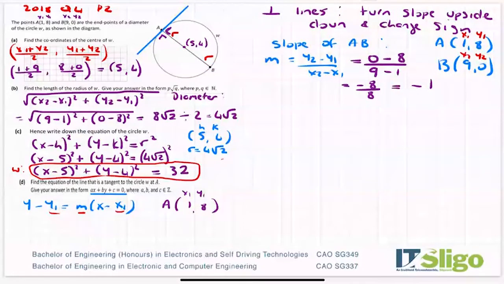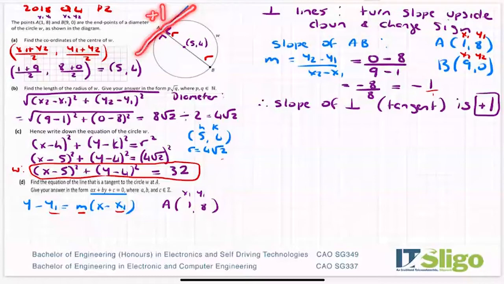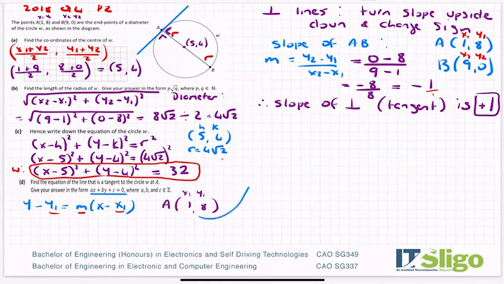Okay, so the slope of the perpendicular then. So therefore, slope of the perpendicular, which in this case is the tangent, is, well, minus 1 is over 1. Okay, any whole number we can put over 1. Turn that upside down and we still get 1. And change the sign. Okay, so which means if that has a slope of minus 1, the slope of the tangent to it, or the line perpendicular to it, is plus 1. Okay, so this helps us out here.